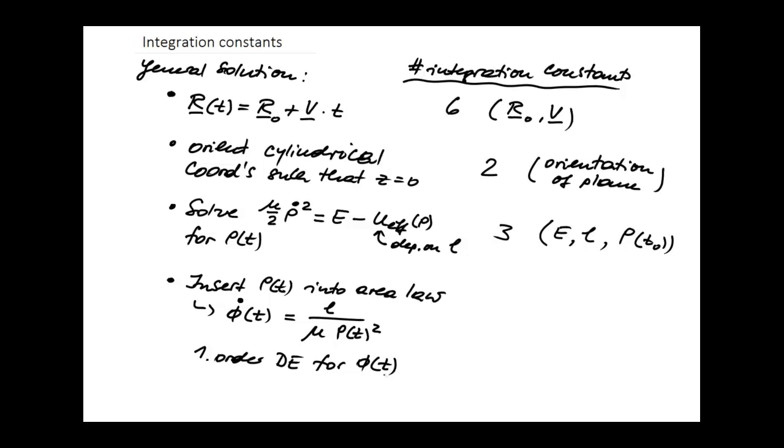and the solution phi of t will contain one last integration constant in addition to all the others that we already have, namely the initial condition for phi, the value of phi at some initial time t0. So this is a complete list of all the integration constants that we encounter along the way. Let's add them up, and they are in total indeed 12, as we had expected. So we haven't lost any integration constants along the way.